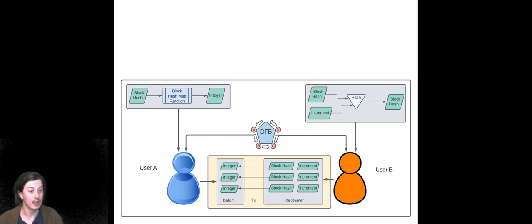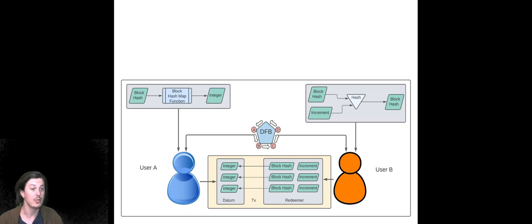User B can validate the DFB by providing block hashes and the increment functions to produce the subset of integers provided by user A. Essentially, we have made the ability for a two-way communication channel using a deterministic finite blockchain.